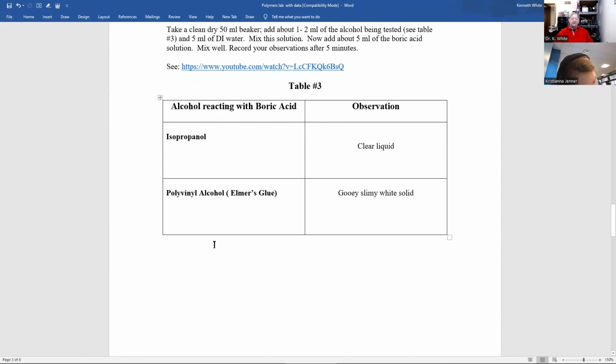Now, the 2 alcohols are isopropyl alcohol, or 2-propanol, and polyvinyl alcohol, Elmer's glue. And you'll be using Elmer's glue. And Elmer's glue, in case you forgot, is PVA, which I talk about when we talk about alcohols. It's this structure. It's a polyol, and n is on the order of about 1 million.